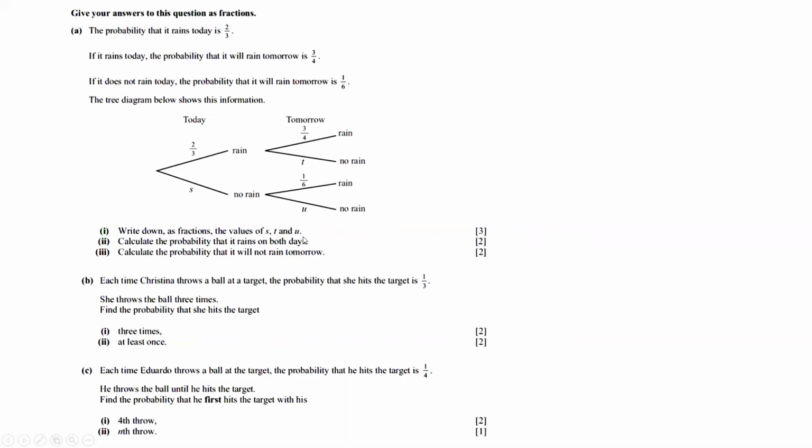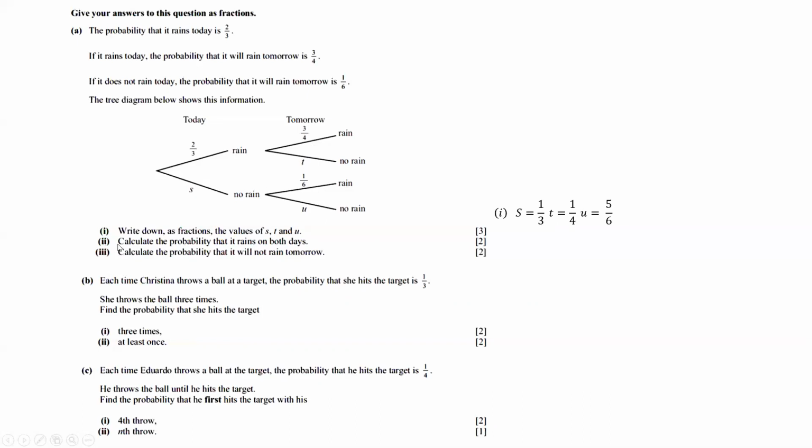Okay, so they ask for the answer. So you can see if this is 2/3 here, the S has to be 1/3. And if this is 3/4, this one has to be 1/4, because these two added together must equal 1, as I said. So 1/6 is for this one, that means U has to be 5/6. So this is our first answer. You can see 1/3, 1/4, and 5/6. You need this later on.